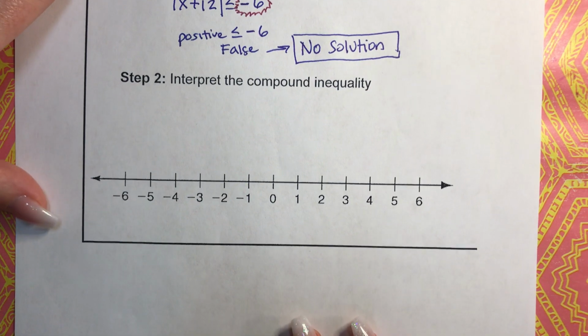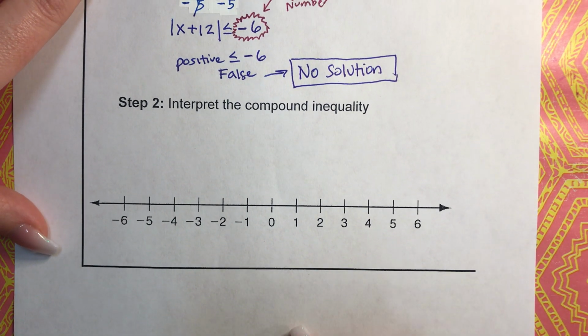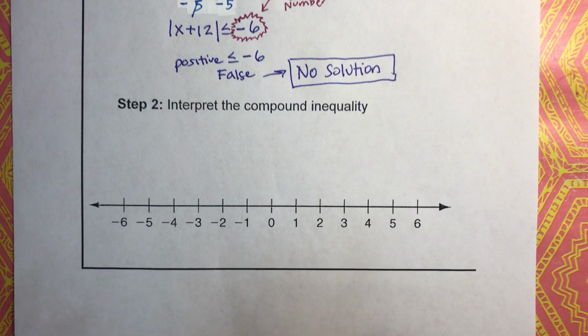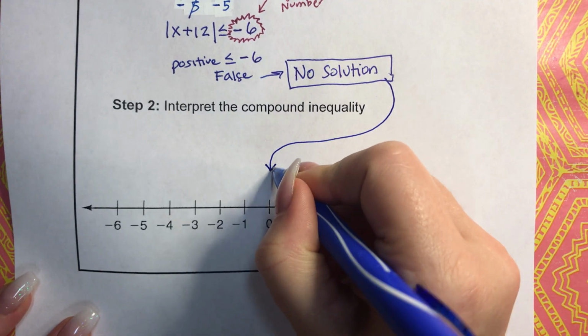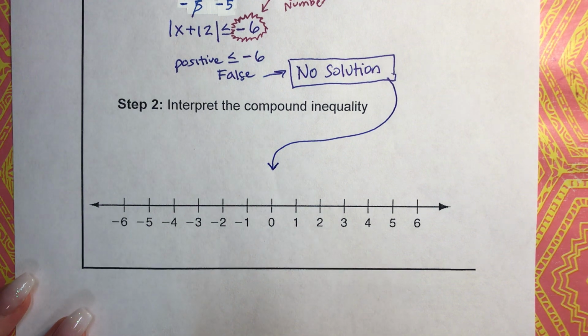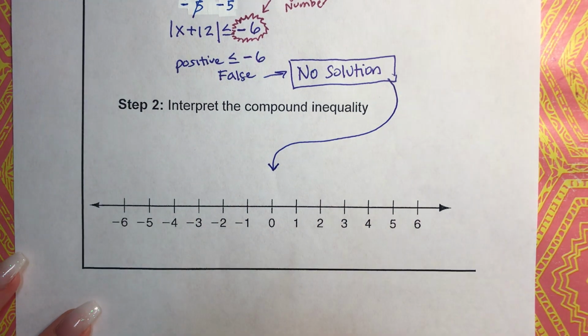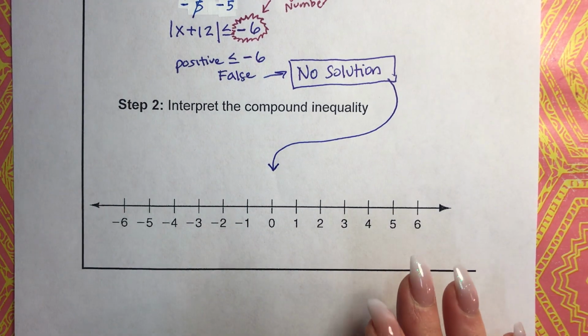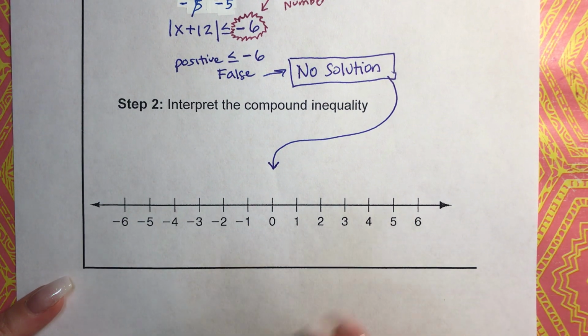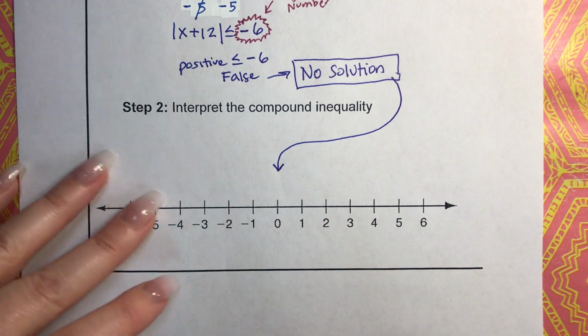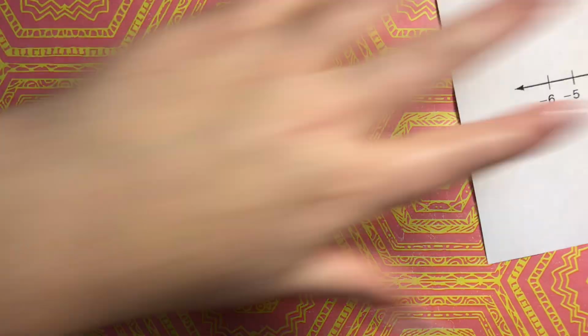Now let's think about this. What does a no solution graph look like? And really, this is what a no solution graph looks like. It looks like nothing, okay? So this is the graph of no solution. So if you ever have to graph something for no solutions, you just put a number line with nothing on it, all right? Okay, let's look at a few examples here.